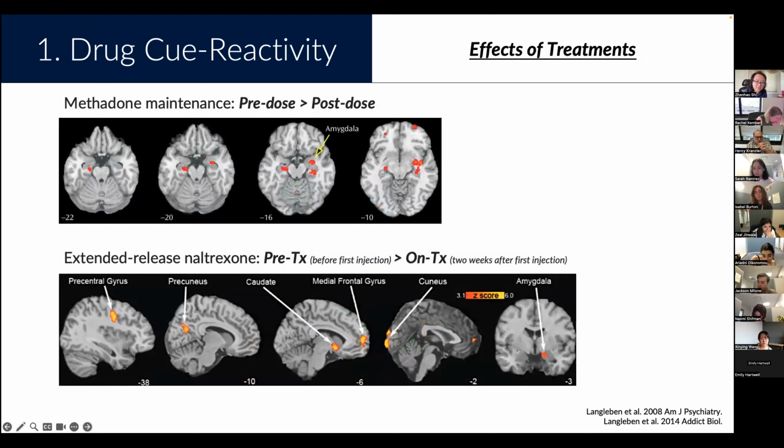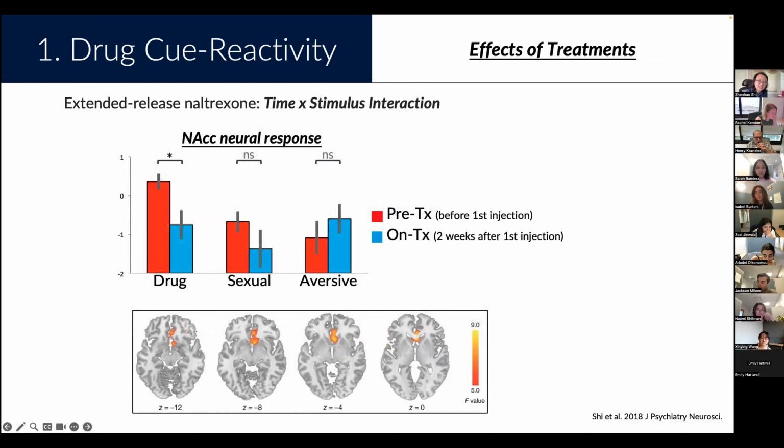Cue-Reactivity can also be modulated by treatment itself. For example, in methadone treatment, there is a reduction in amygdala Cue-Reactivity from before the methadone dose to after the methadone dose. And also in injectable naltrexone, there is a reduction in Cue-Reactivity from pre-treatment to on-treatment. In one of our own studies, we tested the specificity of the naltrexone effect on Cue-Reactivity, and we found that naltrexone only reduces brain response to drug cues, but not to the natural cues, suggesting that the effect is probably specific to drug stimulus.